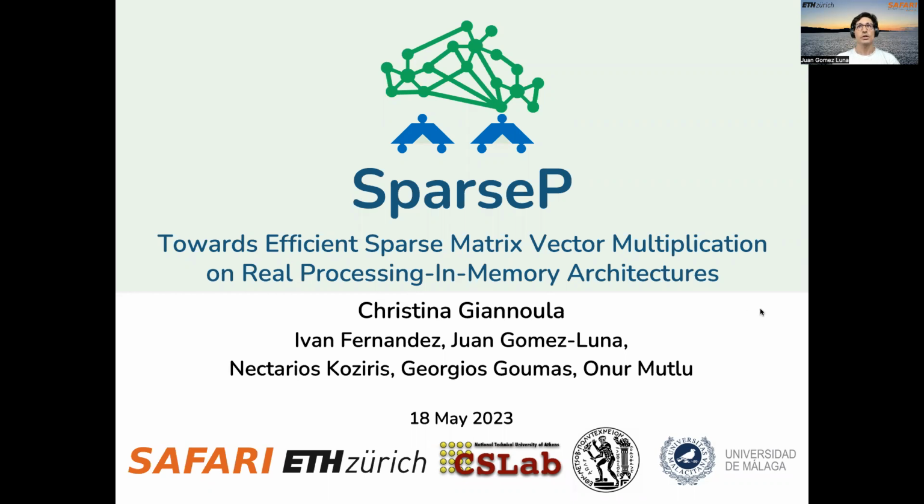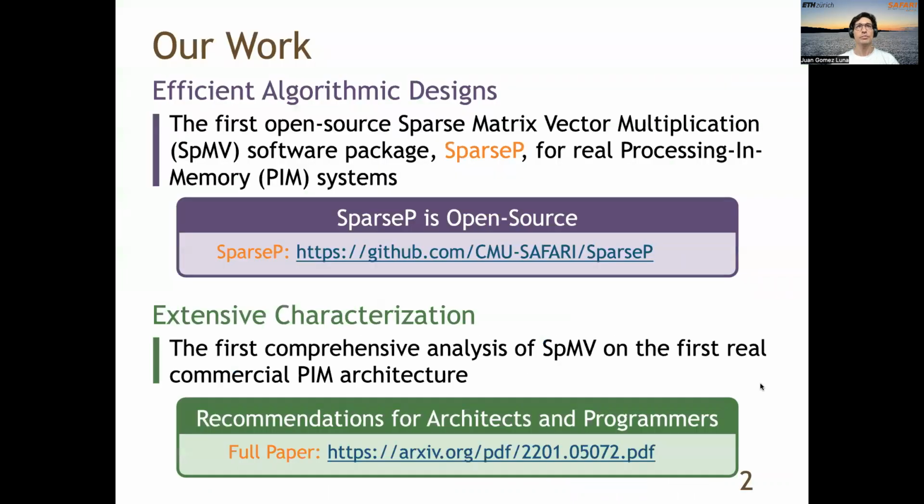Let's start with a little bit of summary. Our work is about efficient algorithmic designs, and it presents the first open source implementation of sparse matrix vector multiplication in the form of a library called SparseP for processing-in-memory systems. As you can see on the slide, SparseP is open source. In this work, we perform an extensive characterization. It's the first comprehensive analysis of SpMV on a real processing-in-memory architecture.